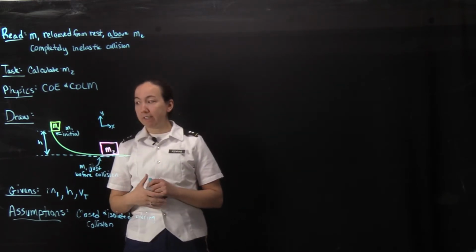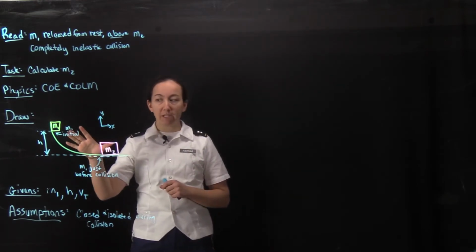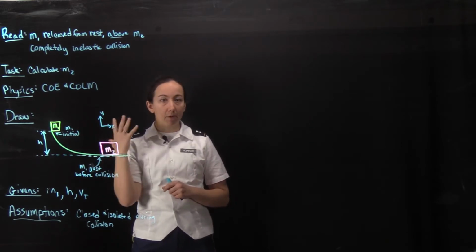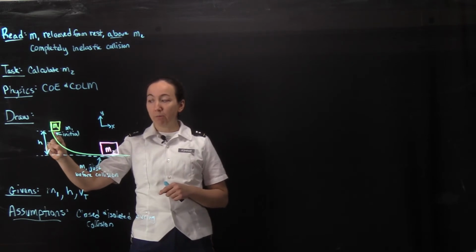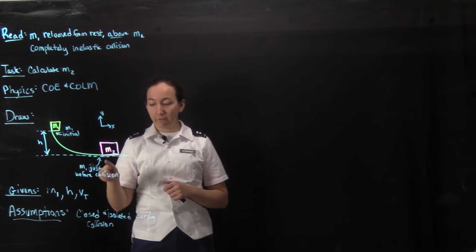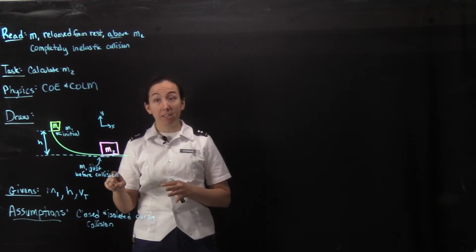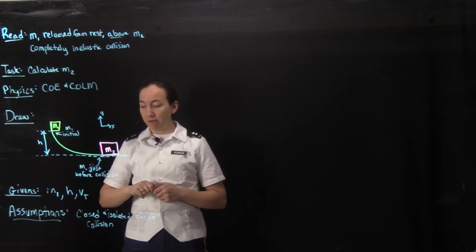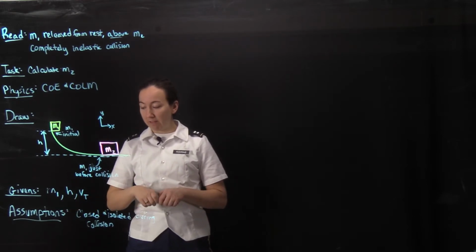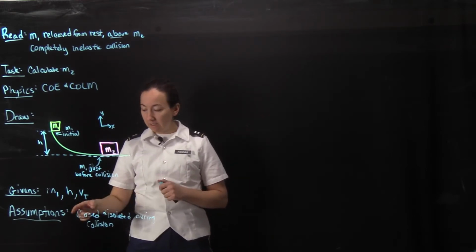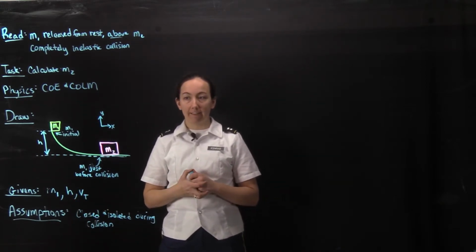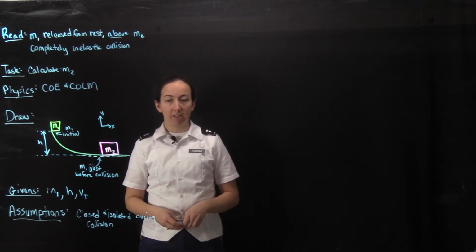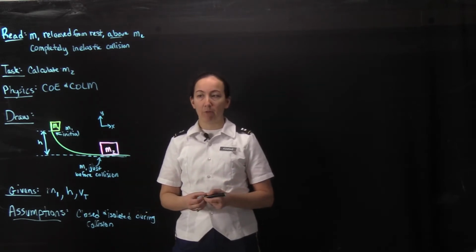So going into that draw step, I took the drawing from your picture, but I added a coordinate axis so I can label and identify what's x and what's y. I notated the initial position for mass 1, because we need to know that for conservation of energy. And I notated the final position for mass 1, because again, we need to notate that for conservation of energy. Given mass 1, the height, and then the final velocity of them combined, the last thing is, of course, our assumptions. It's a closed and isolated system during the collision. That's how we're able to utilize conservation of linear momentum.